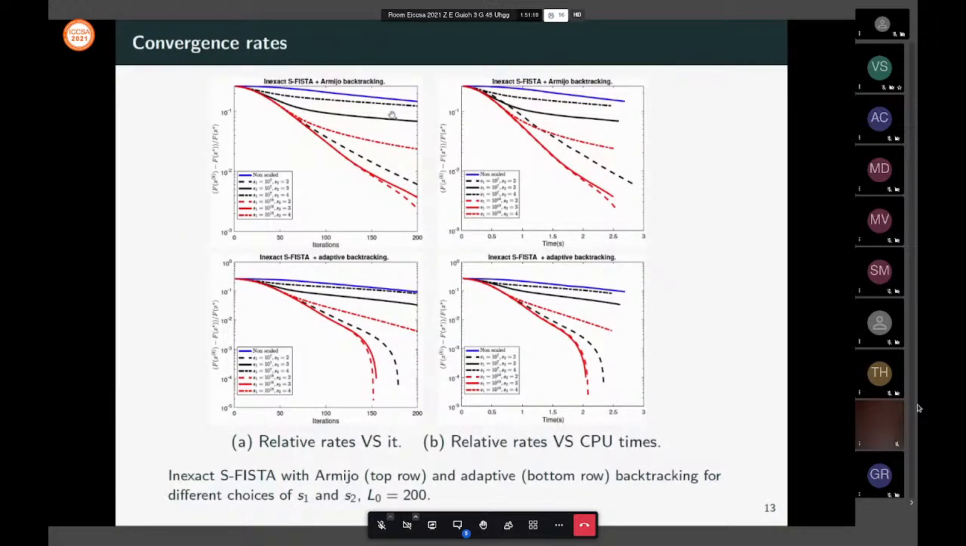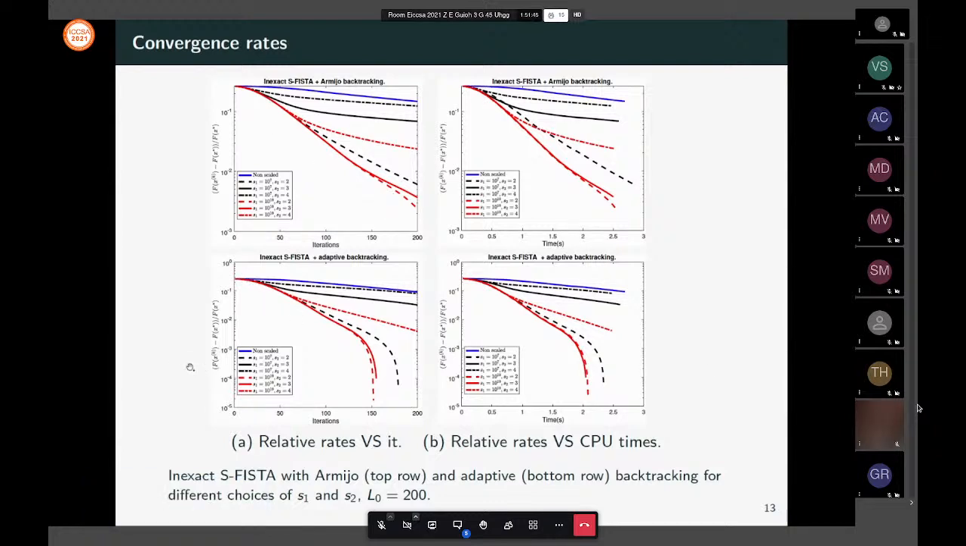So those are the convergence rate results. On the first row, you see the result that we obtained using standard monotone backtracking. In particular, you see in blue the convergence speed of standard VISTA, where no scaling and no inexactness is taken into account, whereas whatever is below is the convergence speed of the scaled version of VISTA with appropriate choice of the scaling parameter. So you see that you can do much better.